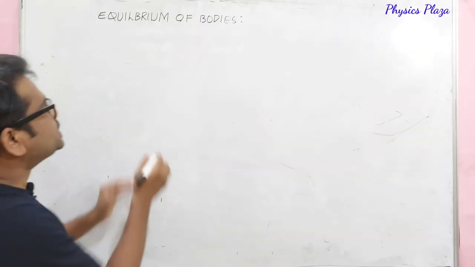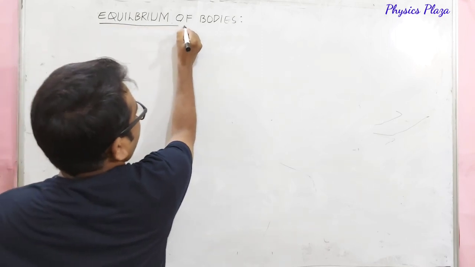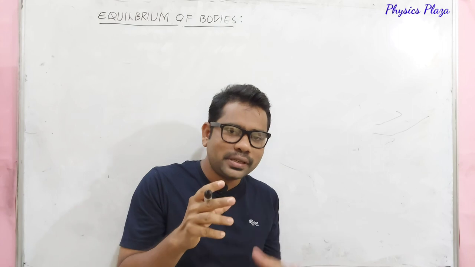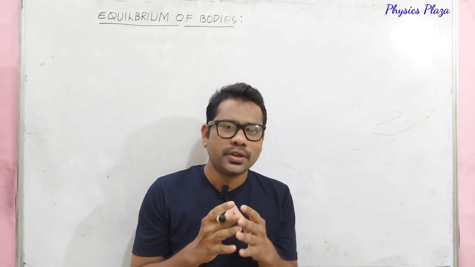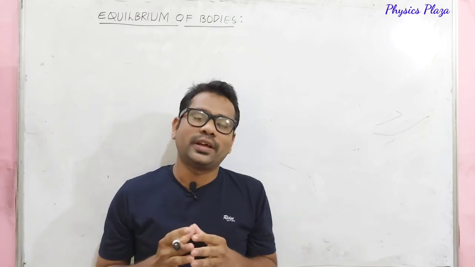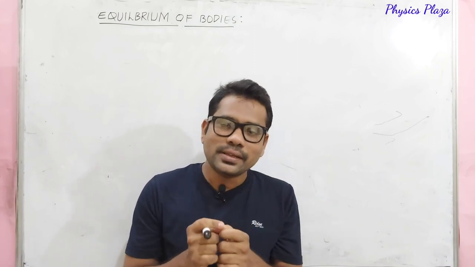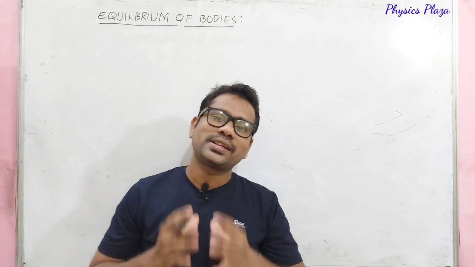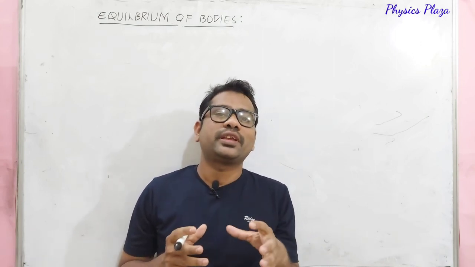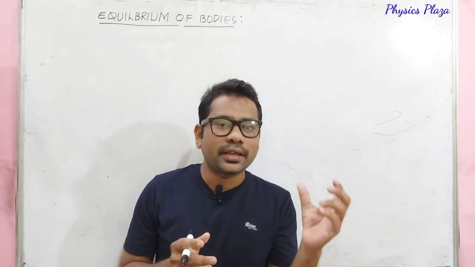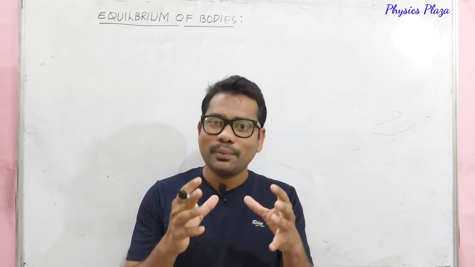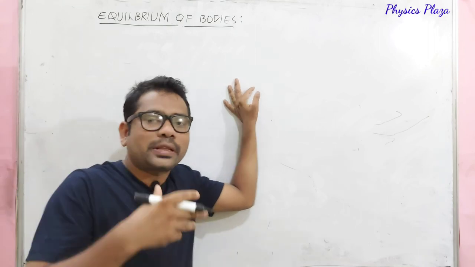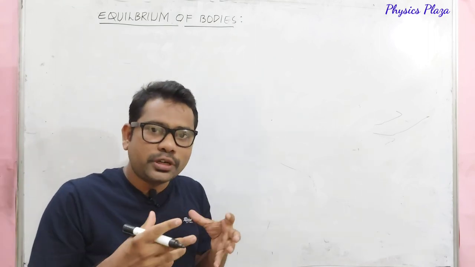Children, now we will discuss the equilibrium of bodies. So, dear children, this is a very important concept, and this is the last concept in this unit. Under this concept, what are we going to learn? First, we will discuss when bodies are said to be in equilibrium, what the conditions of equilibrium are, and the types of equilibrium. There we will be discussing static equilibrium, dynamic equilibrium, and a few examples.